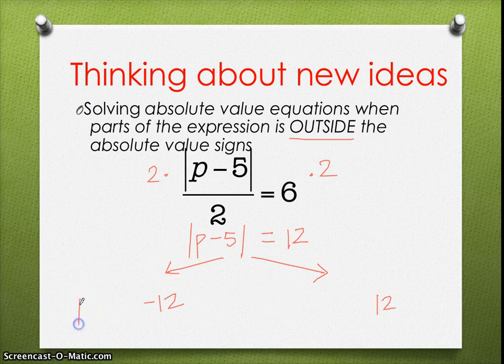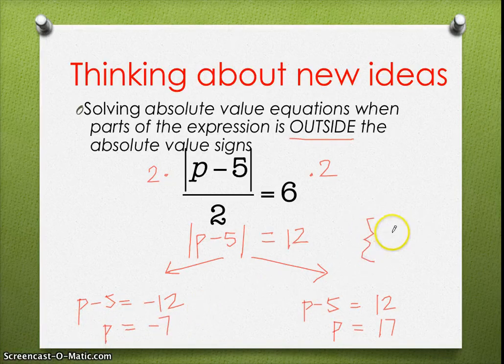So we know that p minus 5 equals negative 12, and we know that p minus 5 equals positive 12. And when we solve these two equations, we get one solution being p equals 17, because we're adding 5 on both sides, and the other solution being p equals negative 7. So the solution set to this equation would be negative 7, comma 17.